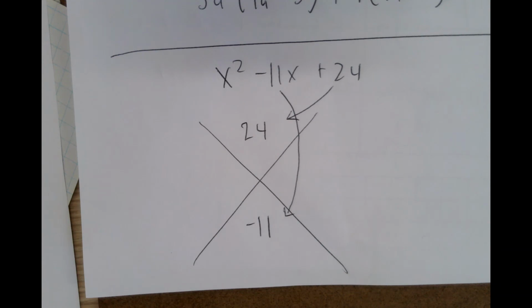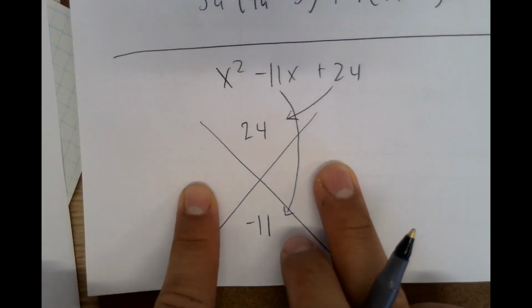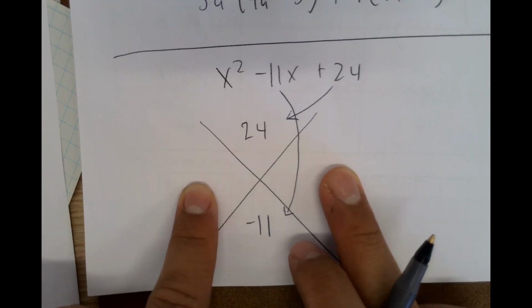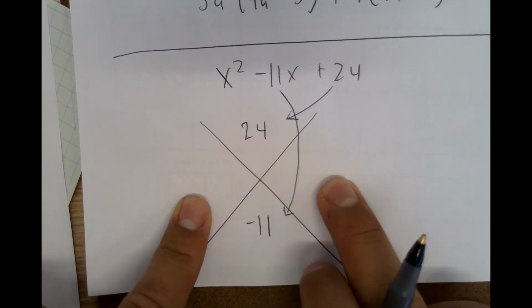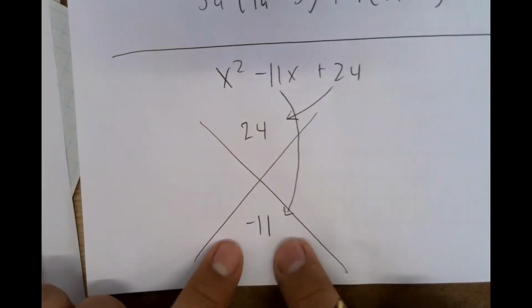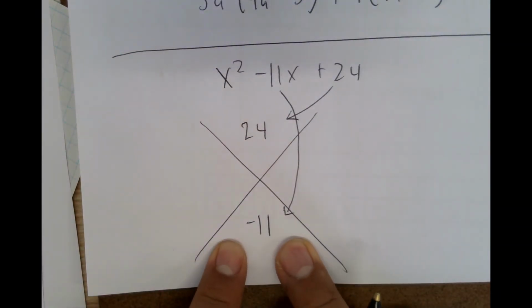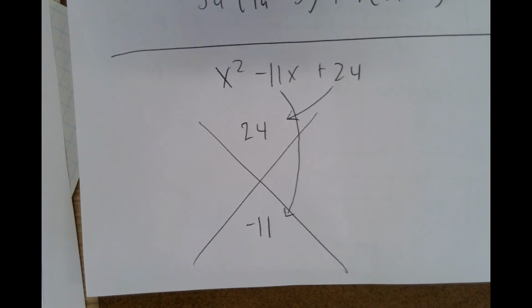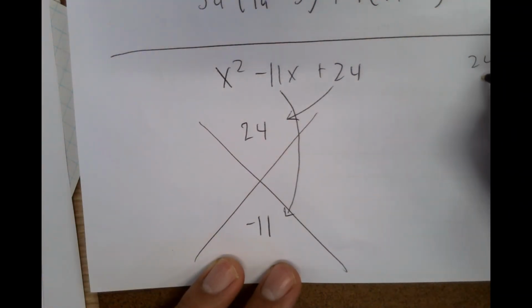Okay, so I'm going to say this again. On the sides, you're going to find a pair of numbers that when multiplied equals 24, but when added together equals negative 11. If you're having a hard time with this, you can think about the factors of 24. So for 24, you can break it down into 12 times 2.